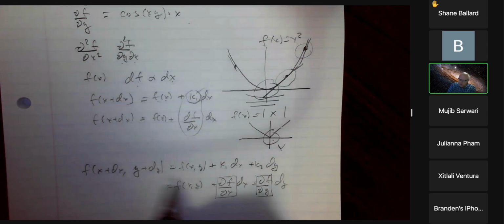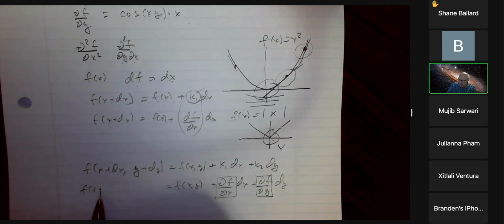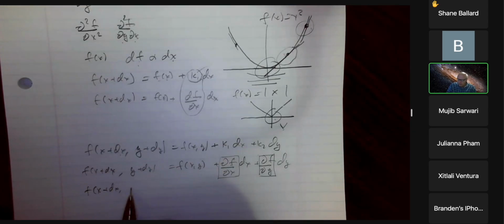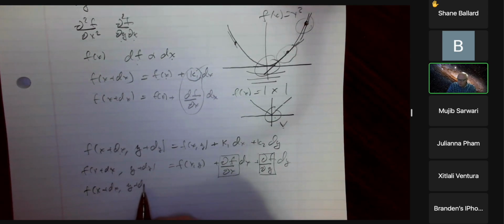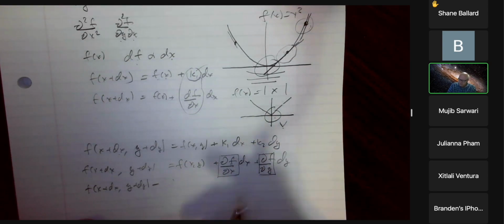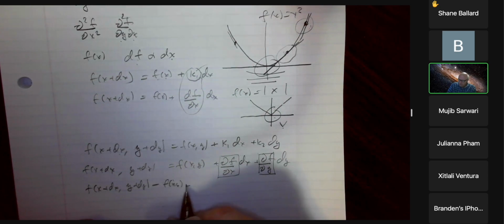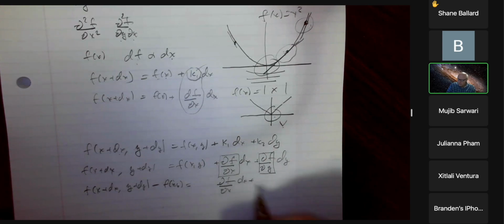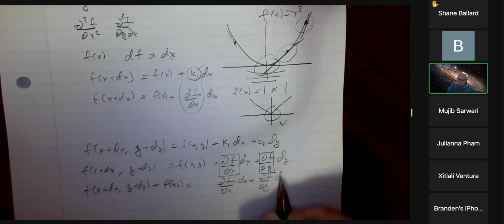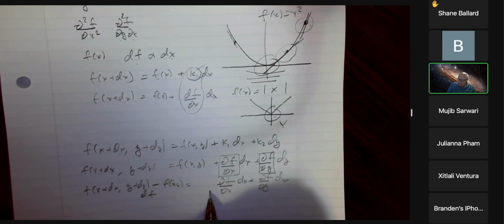In fact, if I take this expression and bring it over to the left-hand side, just complete this here, what I'm going to get is the change, or you're going to get the new value of this function after the change, minus what you started with, is equal to these expressions. And all of this just becomes df. What we're saying is that df is equal to this.